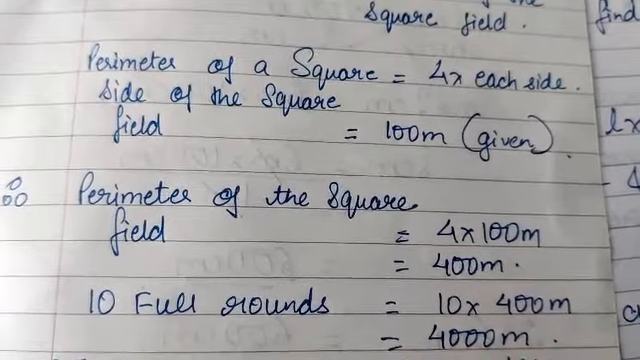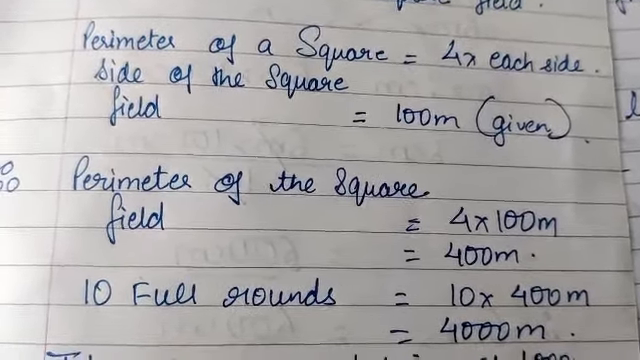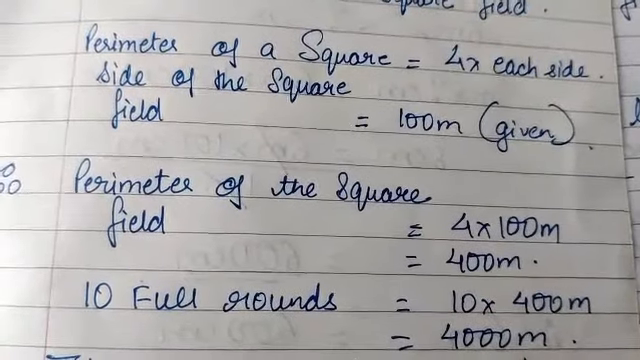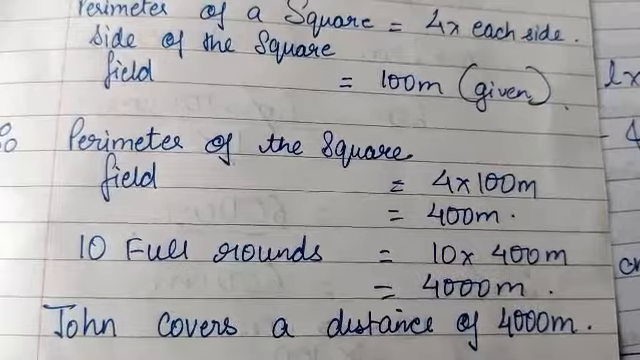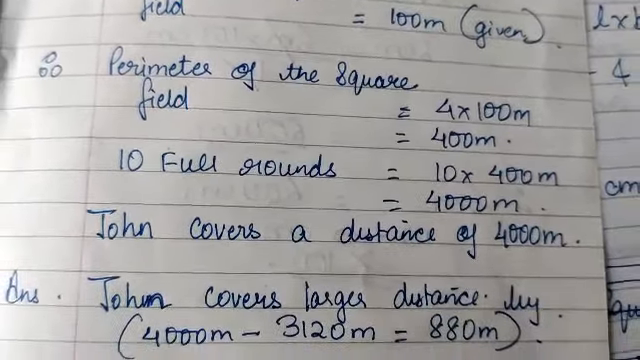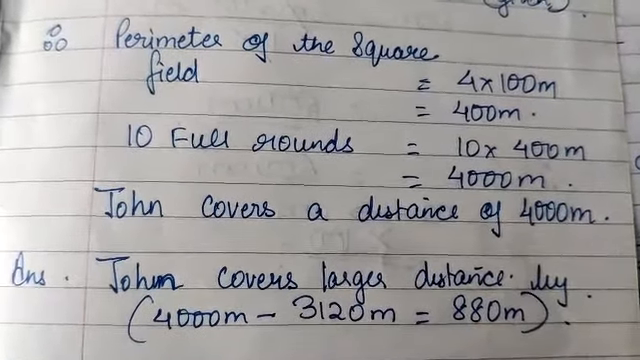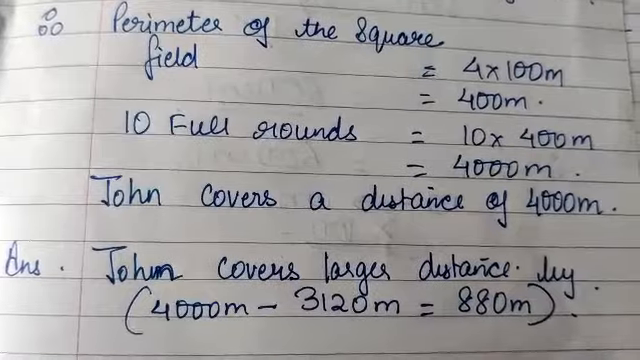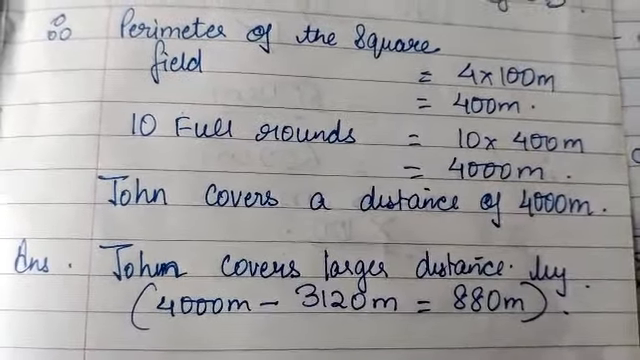10 full rounds is nothing but 10 into perimeter of the square. So 10 into 400 meters comes to 4000 meters. So John covers a distance of 4000 meters. So John covers larger distance by 4000 meters minus 3120 meters, that is 880 meters.